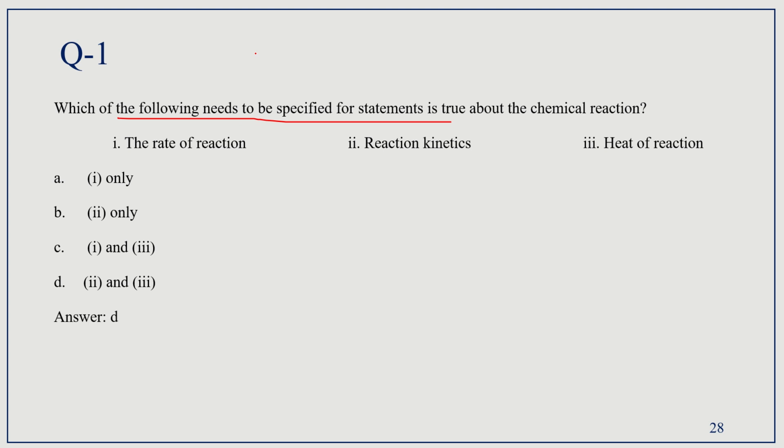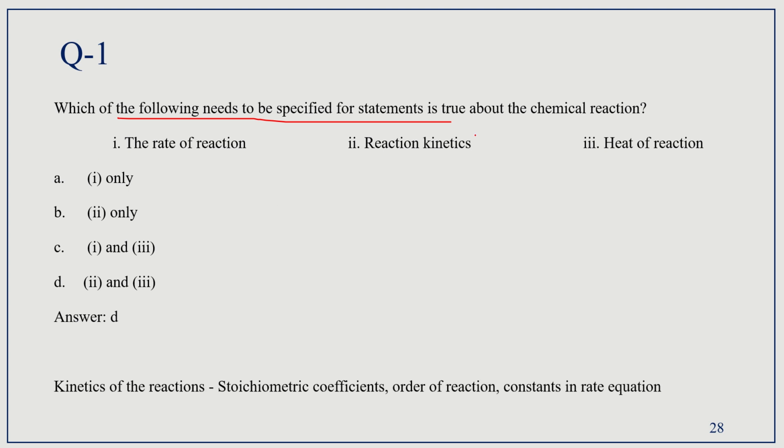I'll just check. Yeah, option D is the right answer, because from the reaction kinetics we get to know so many things, like how things are happening inside the system. So we need to know the reaction kinetics. Reaction kinetics means stoichiometric coefficients, order of the reaction, and constants in the rate equation. So from these things, the rate of reaction doesn't matter if we know all of them. If we need to calculate the chemical reaction, what needs to be specified is the reaction kinetics.